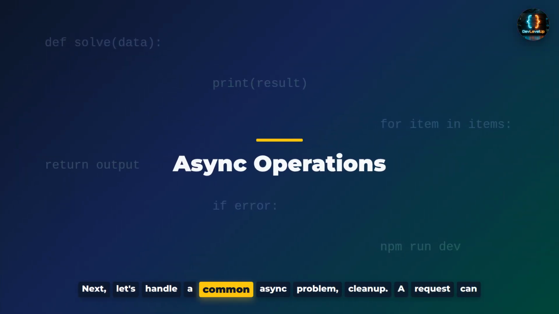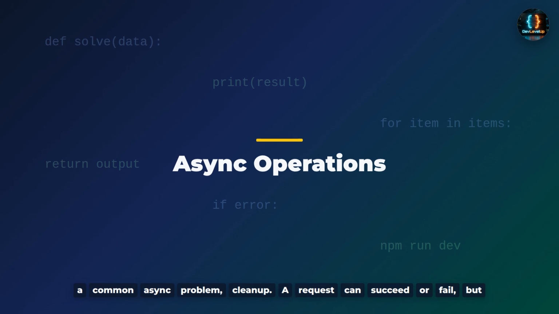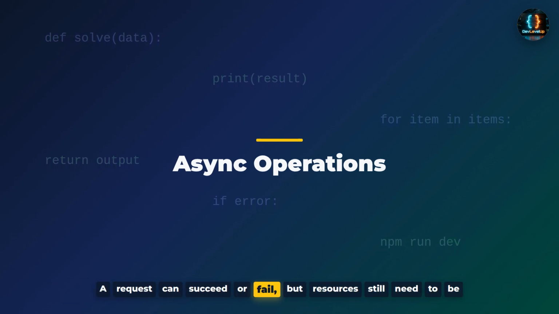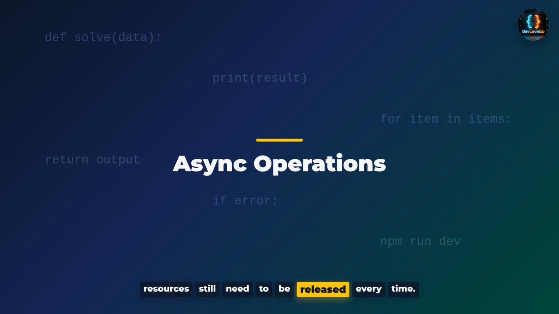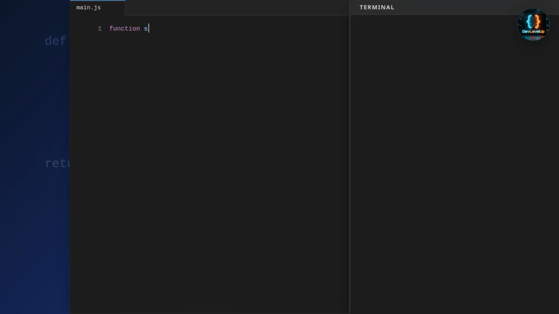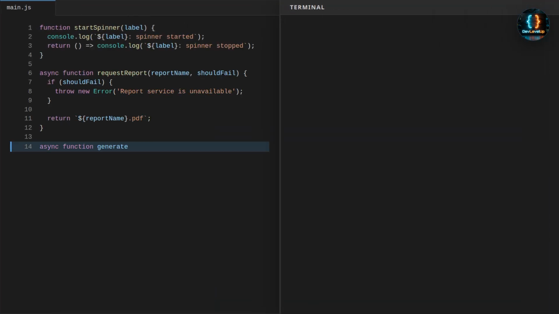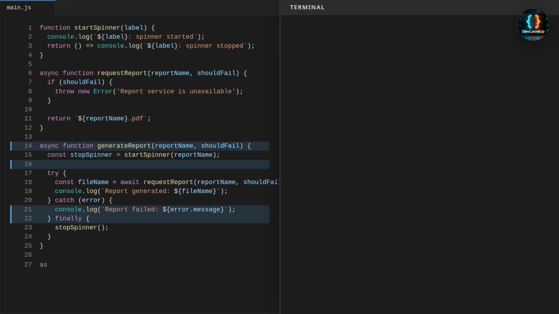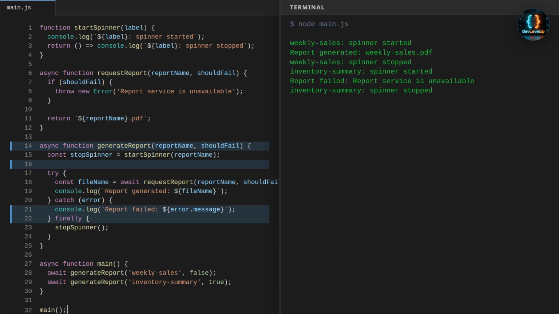Next, let's handle a common async problem: cleanup. A request can succeed or fail, but resources still need to be released every time. When a report request fails, it is easy to leave a CLI spinner running forever. Let's wrap the request in try, catch, and finally, so the spinner always stops before the next operation begins. Now we run one successful report and one failing report to see both paths.